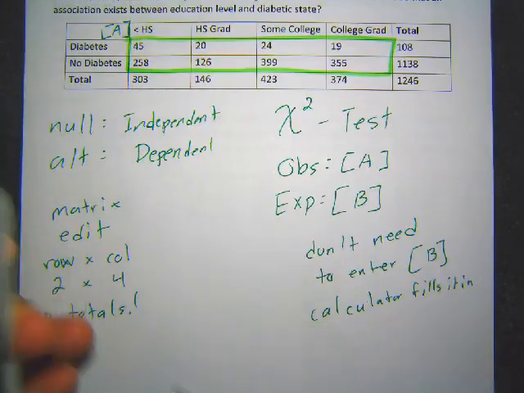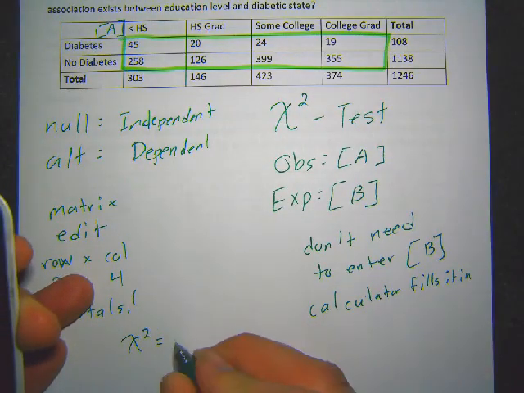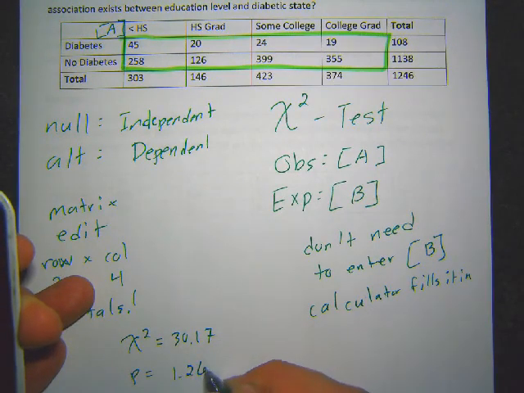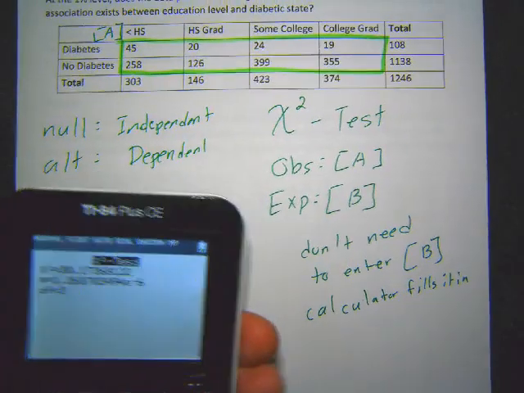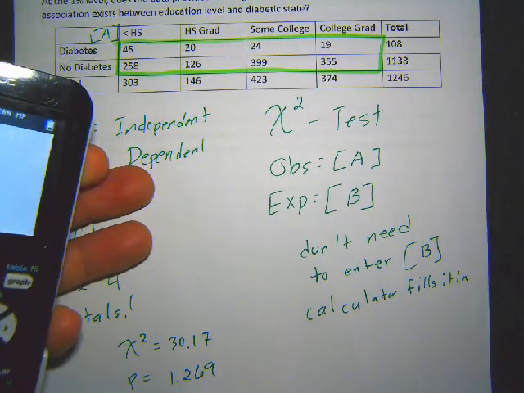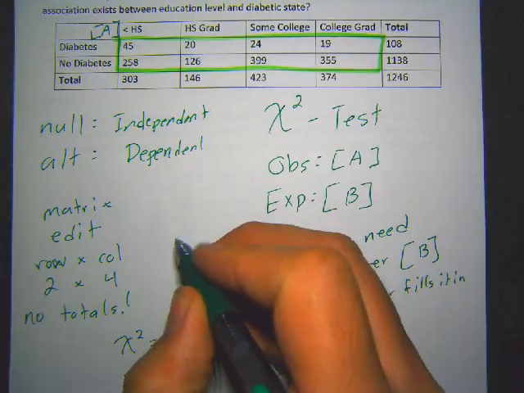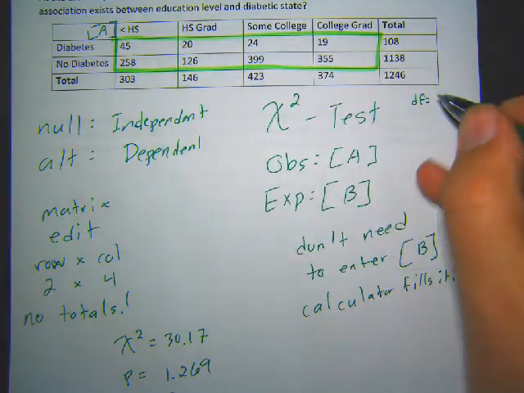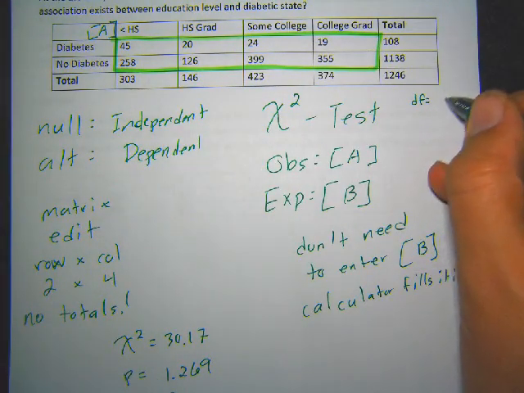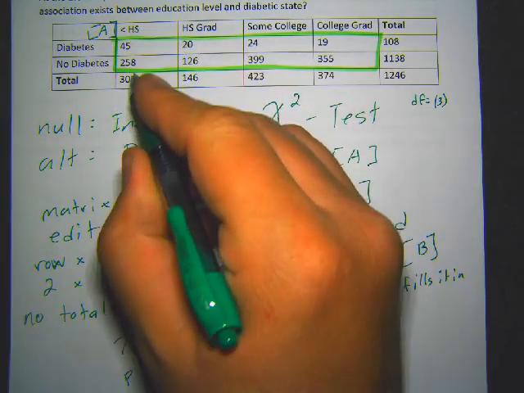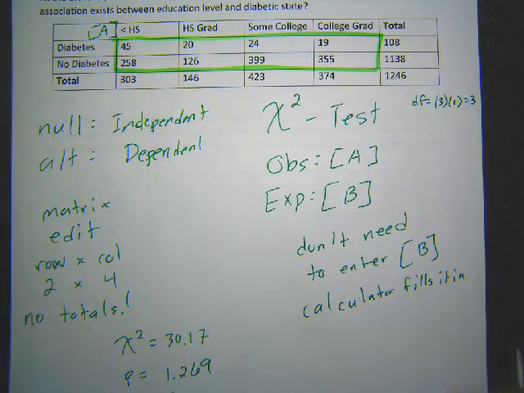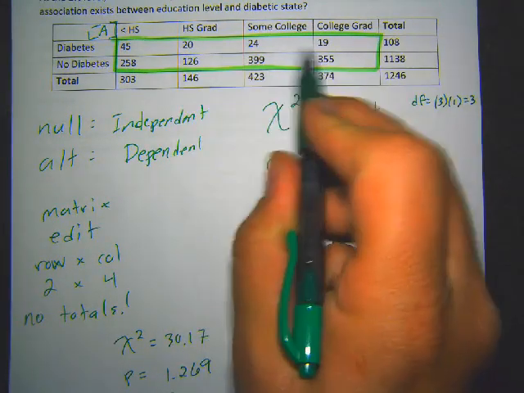So it gives us the chi-squared value, which is 30.17. And it gives us a p-value of 1.269. It tells us the degrees of freedom, which we didn't figure out for ourselves. But if you look at this, the degrees of freedom would be, there are 4 columns, so that's 3, because there's always one less. And then there are 2 rows, 1 less than that is 1, so 3 times 1 is 3. So that's how you figure out the degrees of freedom. I did columns by rows. It doesn't matter, because with multiplication you get the same answer either way.